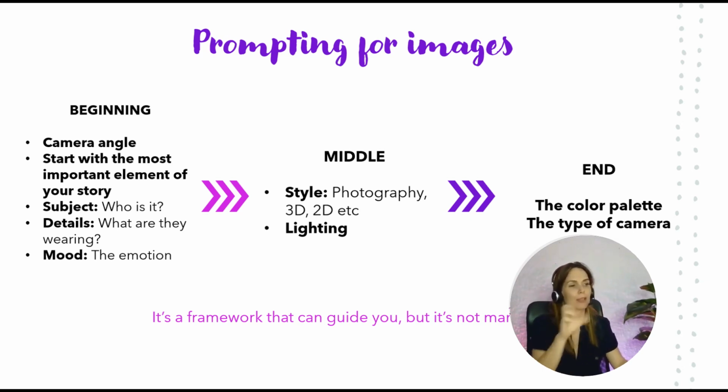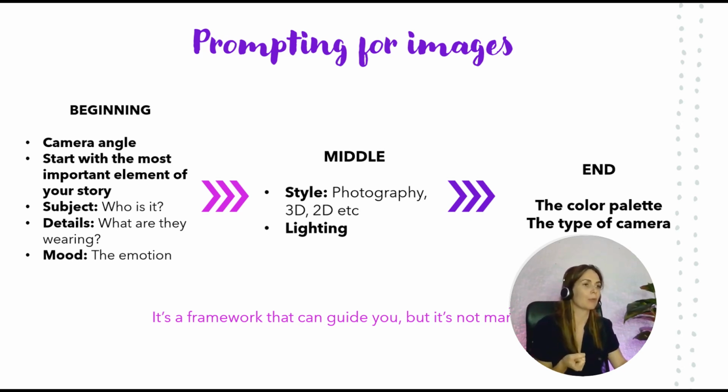You'll see when you generate the images that if it doesn't work, you'll just need to change the order in which you placed your words. So, who is the subject? The details, yes, like how they're dressed, will help us maintain the coherence of the image. And then the mood, what is the emotion? We talked about it, it's important if you don't want the images to be too cheesy.